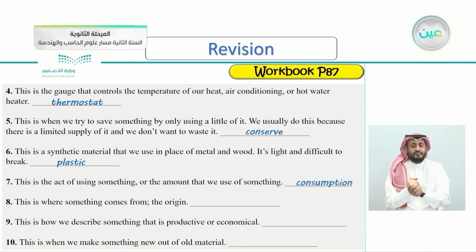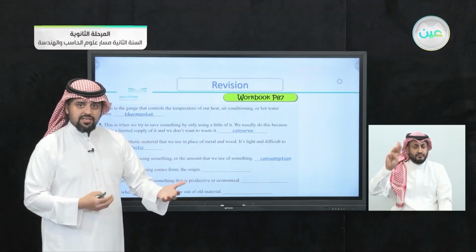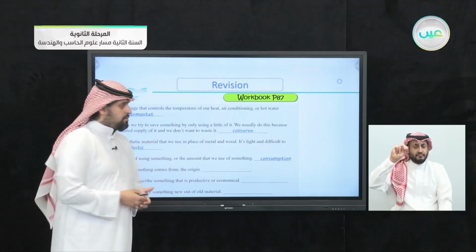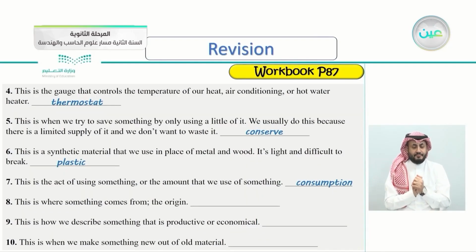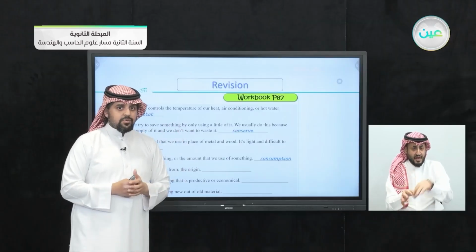We call it consumption. To consume something is to use it. Number 8, this is where something comes from, the origin. This is an easy one, when something comes from the origin, the source itself. So what do we call it?